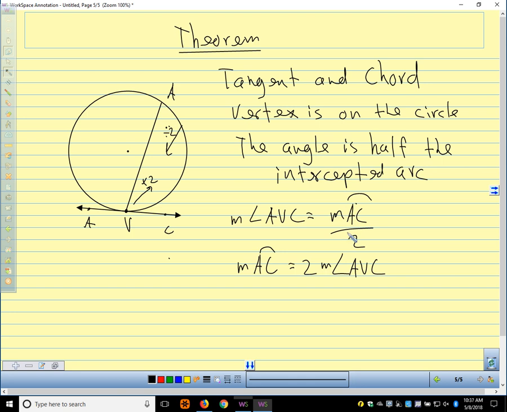So this is what you're going to want to write in your flip book. And you might want to draw the little diagram. The vertex is on the circle. Our rules for angles with the vertex on the circle are the same. The vertex is on the circle. The angle is half the arc. The arc is twice the angle. All right, questions there?